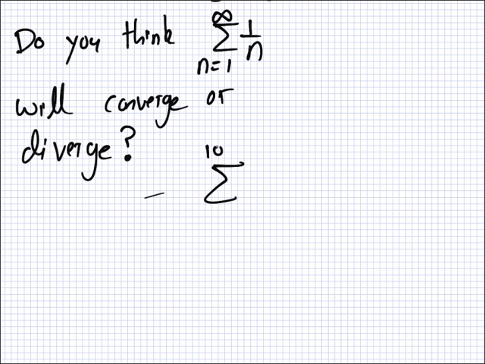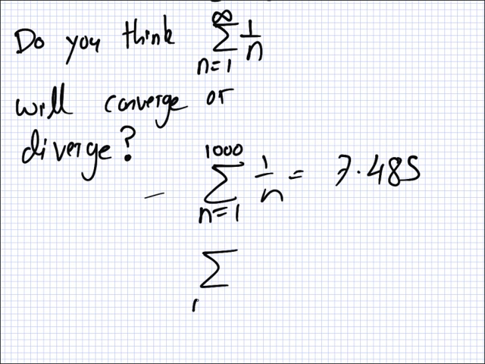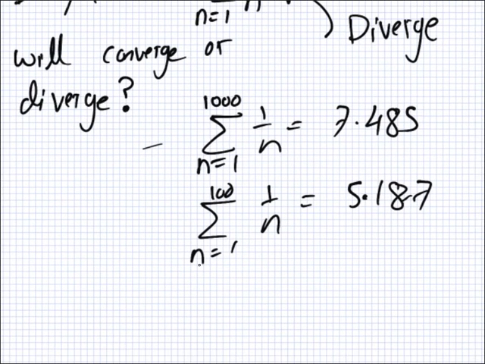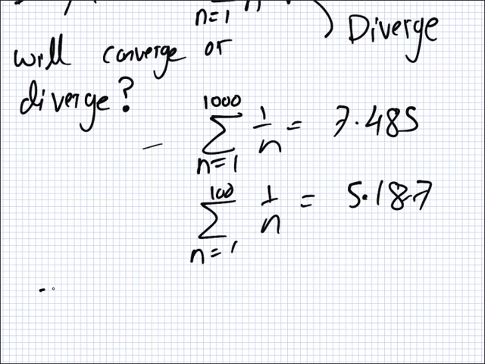Right, so you went up to 1,000, and what did you get? 7.485. And then did somebody go to 100? Yeah. What did you get for 100? 5.1. Okay. Right, so what happens if you go all the way to infinity? Converge or diverge? What do you think? Diverge, yeah. Okay. Now, let's do another one. Again, do you think this series will converge or diverge?